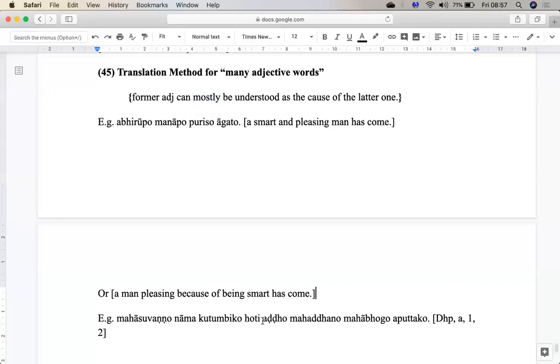So the former three are related to each other as cause and effect, but some are not that way. Here the point to be understood is that when there is more than one adjective, the former one can mostly be understood as the cause of the later one. Okay, just that point.